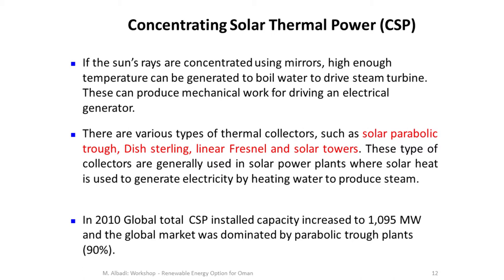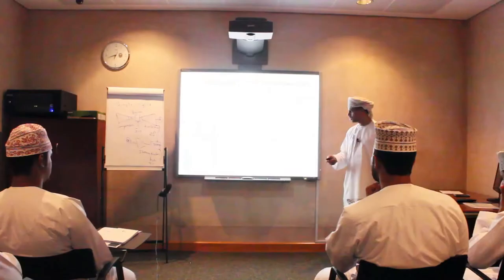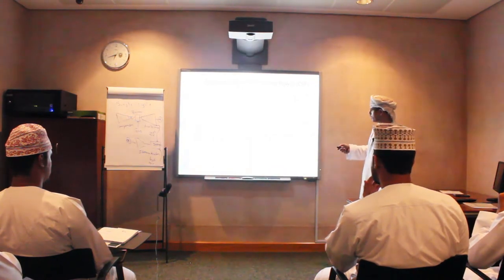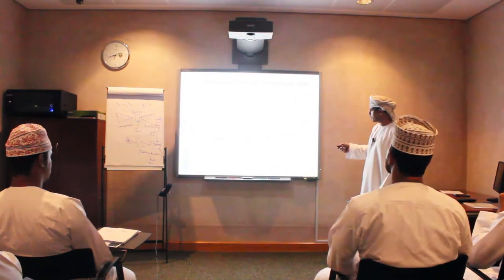We have solar parabolic trough. This is actually the most common type. This is the main market, if you like. We have dish systems, and we have linear Fresnel and solar towers. So these are the commercially available products, but the market is still with the parabolic troughs and with the solar towers. This is the main market actually.